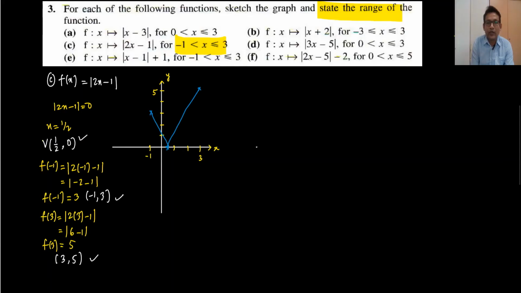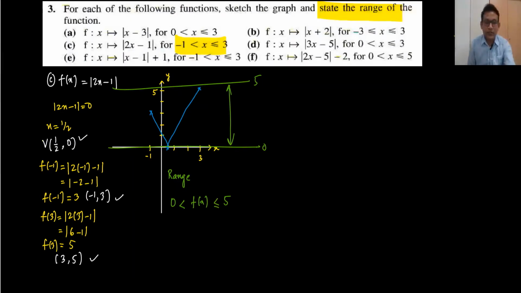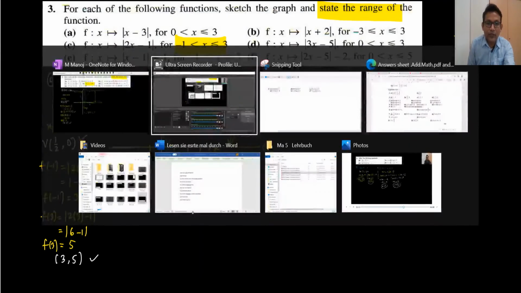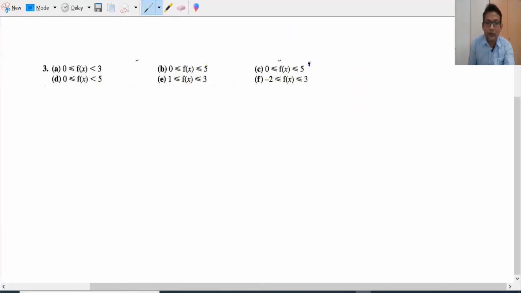Now we have to find the range. Range means the minimum and maximum value of the graph. You can see the value of y is 0 and the value of y is 5. So it means the range of this question is from 0 to 5. Now we need to write the inequality here. This is only greater than and this is less than or equal to. So we can check the answer if you wish. 0 to 5 is the answer. We have done it.